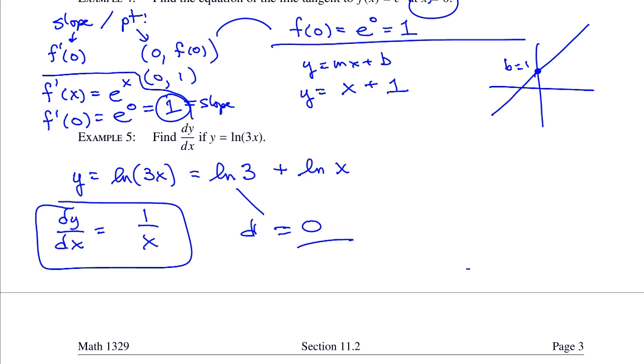Because the natural log of 3 is just 1.0986. That's all it is. It's not a variable. It's not a function. It's a constant. Derivatives of constants are 0.